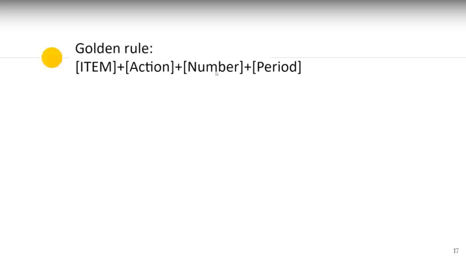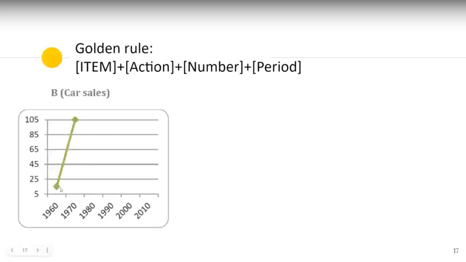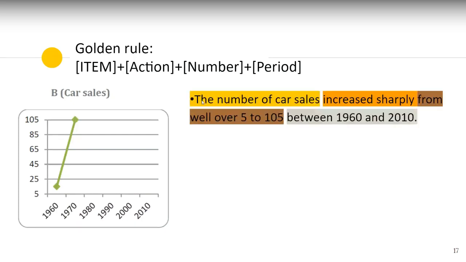So, let's look at this example. It's about car sales, and it starts at around 15 here, and at the end, it goes up to 105. So, how can we describe it? So here's how. You just say the number of car sales increased sharply from well over 5 to 105 between 1960 and 2010. As you can see, first you just write the item, the number of car sales.